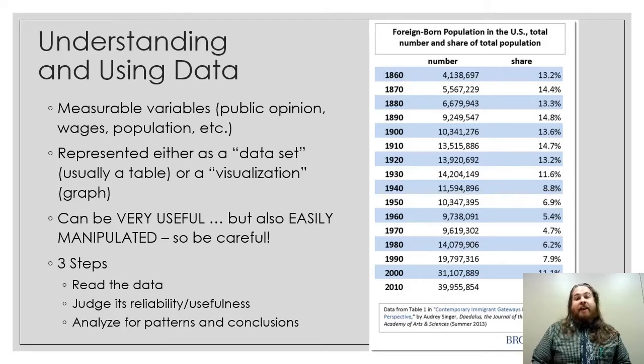So data is one of the most useful things we have in drawing really good conclusions about how things really are, but it can also be very, very easily manipulated. So be very, very careful, as bad stats are often used to fool people. And so there's 3 steps to looking at any data. 1, read the data. 2, judge its reliability and its usefulness to you. And 3, analyze for patterns and conclusions, which is ultimately what you're doing with any evidence in anything you might be doing.